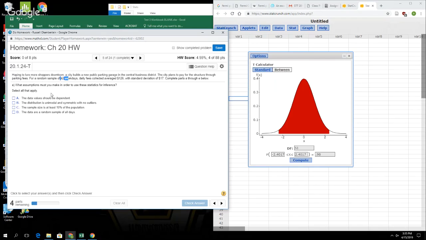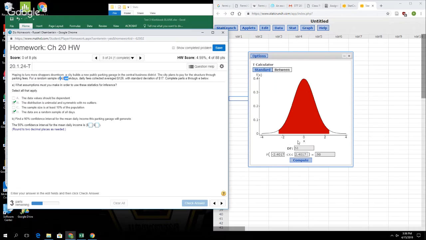What assumptions do you have to make? Unimodal and symmetric with no outliers. Sample size, at least, no, not that one. The data are a random sample of all days. Yep, these two things have to be true. All right, so let's find a 90% confidence interval.